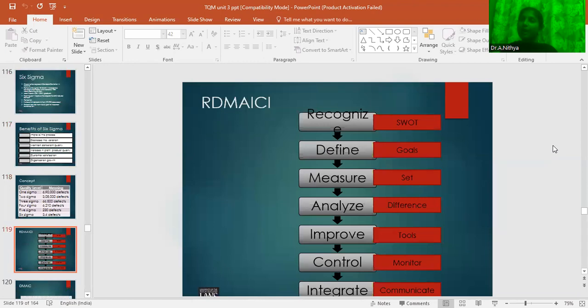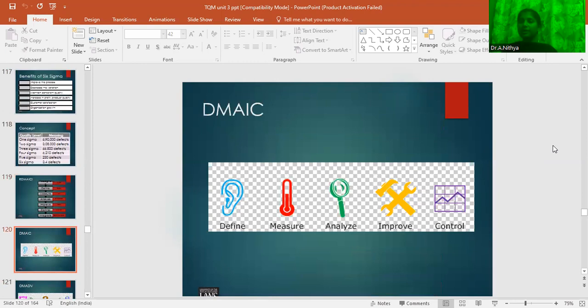So here we have the steps for Six Sigma. First, we have to recognize through SWOT analysis. Then we have to define the goals. Then we have to set the measure. Then we have to analyze and find the difference. Then to fulfill the gap or difference, we have to implement tools. Then we have to monitor or control. Then we have to communicate and integrate.